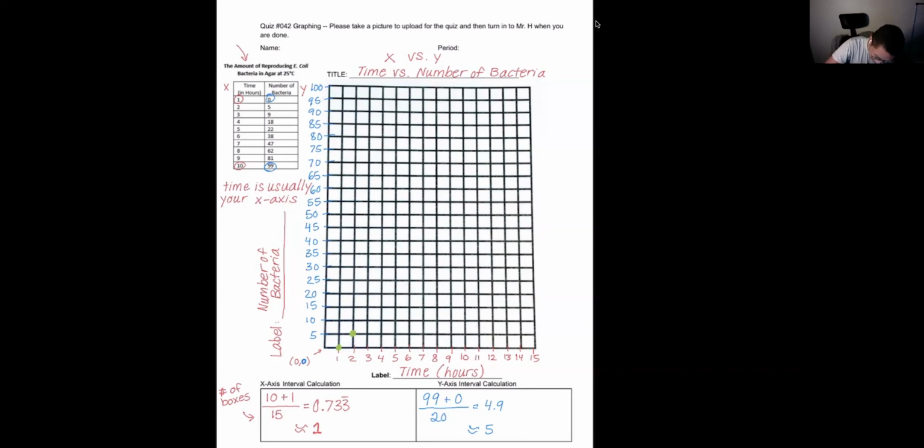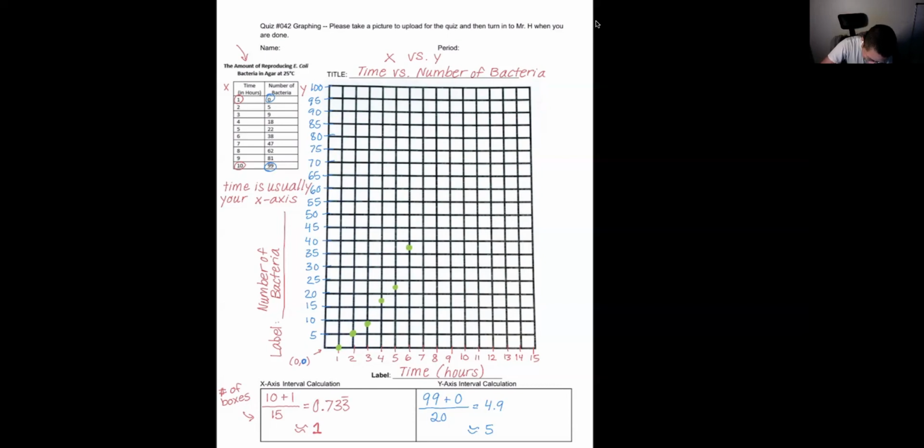At 3, I'm at 9 bacteria. So I'm going to go up, but not all the way on to 10, just a little bit below it. At 4, I have 18. So I'm going to go up between 15 and 20, because that's where 18 is. I'm going to go next to 5 at 22, and that's between 20 and 25. Then I'm going to 6, which had 38 bacteria. So I'm going to go up to between 35 and 40.